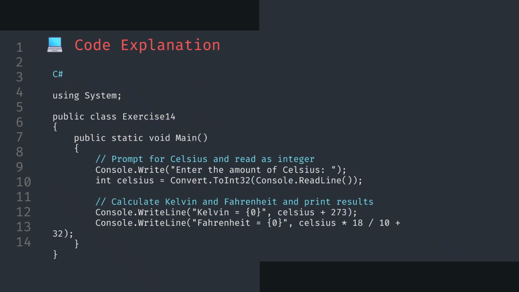Here's the complete program. We prompt the user, parse input as an integer using Convert.ToInt32, then compute Kelvin by adding 273 and Fahrenheit by multiplying by 18/10, which is 9/5, and adding 32. We print each result using Console.WriteLine with {0} placeholders, so the output is neat and readable. Using integers keeps outputs simple, but we'll talk about precision next.